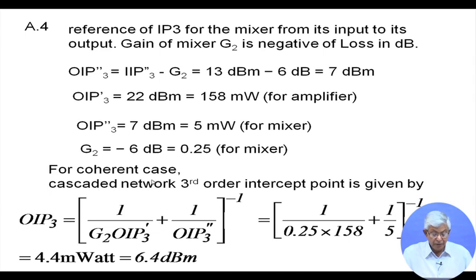So, for the coherent case, the cascaded network third order intercept point is given by 1 by G2 into OIP3 prime plus 1 by OIP3 double prime, and inverse of that. If you put the values, you get 4.4 milliwatt, which corresponds to 6.4 dBm. So, we got one of the answers, that is the coherent case.